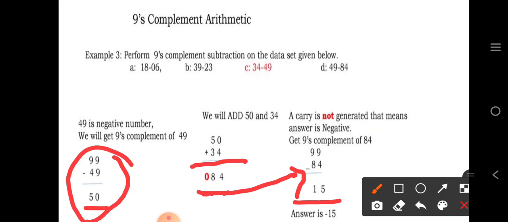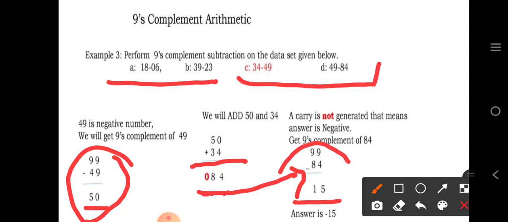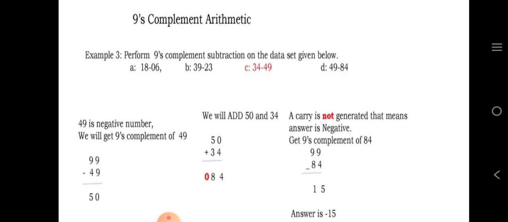Other than the first two, this example is different. Why? Because here the larger number is subtracted from the smaller number, so the answer is negative. As the answer is negative, we have to change the third step, in which previously we added the carry. But as here the carry is not generated, we have taken the 9's complement of the answer. Clear? This is the third example.